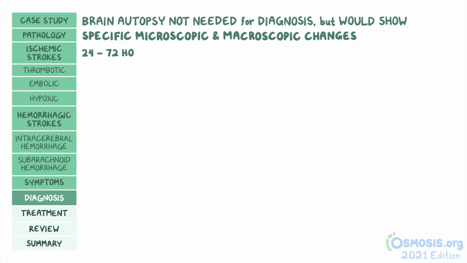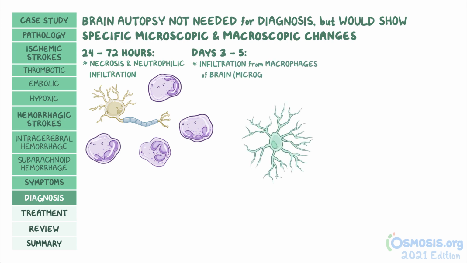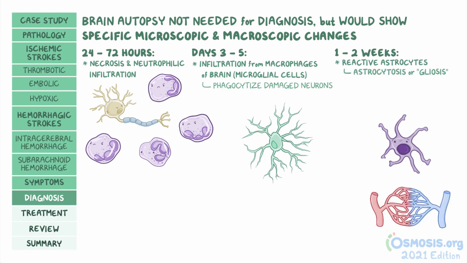Then at 24 to 72 hours, there's necrosis and neutrophilic infiltration. Now at days 3 to 5, there's infiltration from the macrophages of the brain, called microglial cells, which phagocytize damaged neurons. But after 1 to 2 weeks, reactive astrocytes come to the site in a process called astrocytosis or gliosis, since astrocytes are a subtype of glial cells. Now, capillaries also start to form around the necrotic area.